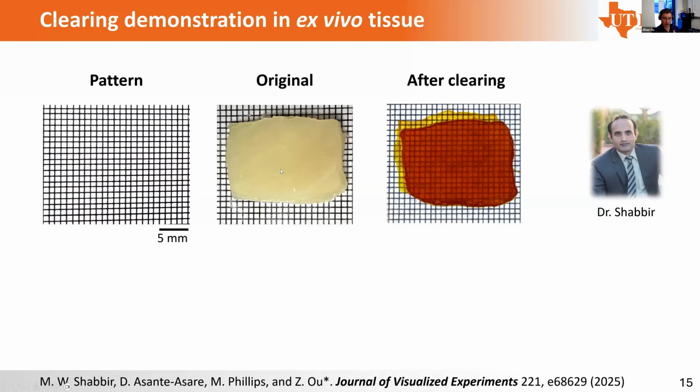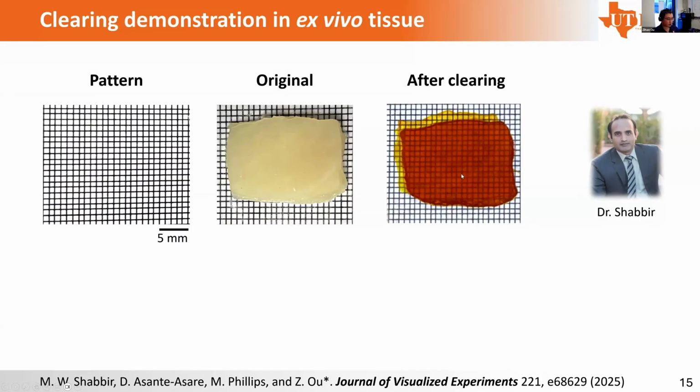Because of the strong scattering inside the biological tissue, when you place this on the grid, you are not able to see the pattern below. So this matches your intuition of how you expect tissue from the supermarket to behave. However, after you soak this tissue in this solution, you can see that this tissue becomes transparent, and this allows you to visualize the patterns below.